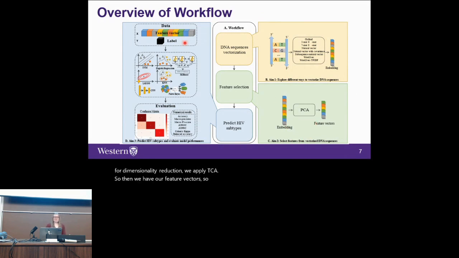Then we take our feature vectors and our labels, which are the HIV subtypes, and we apply 7 different machine learning methods. So we have support vector machines, logistic regression, XGBoost, lasso, k-nearest neighbors, naive Bayes, and a one-dimensional convolutional neural network. And then we evaluate it across a variety of different metrics.